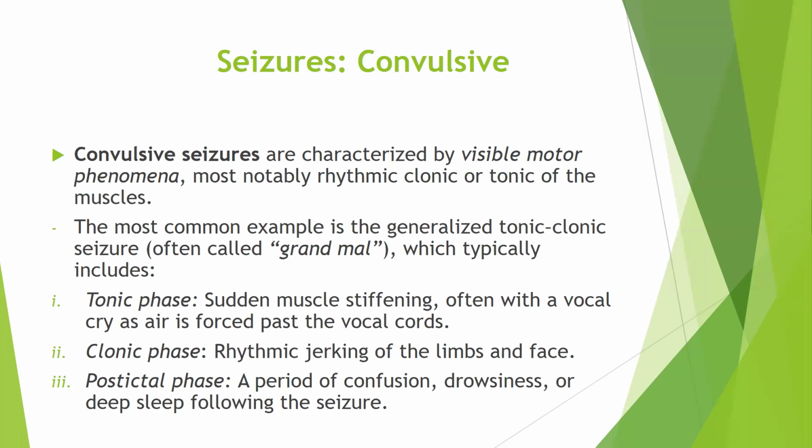We have the clonic phase where there is rhythmic jerking of the lips and the face. And in between this, or immediately after the tonic-clonic activities, you can have a period of confusion or drowsiness, or sometimes the patient may fall into a deep sleep. This is what we know as the post-ictal phase. So for convulsive or grand mal seizures, we have three components, three phases: the tonic phase, the clonic phase, and the post-ictal phase.